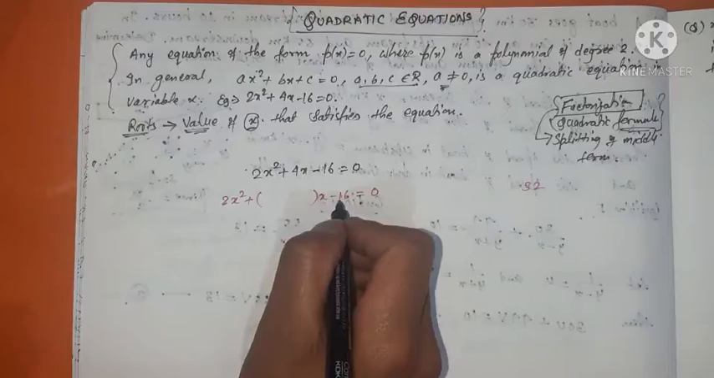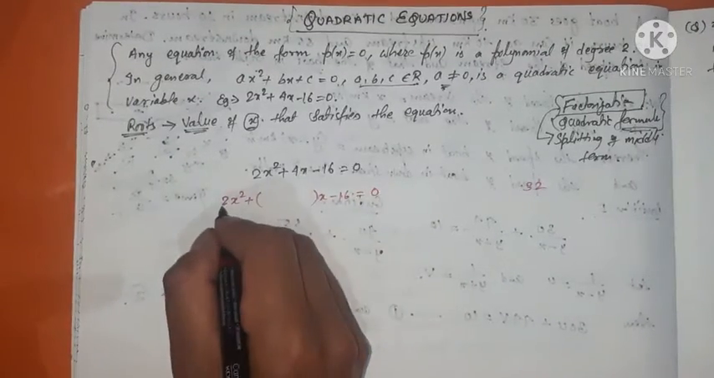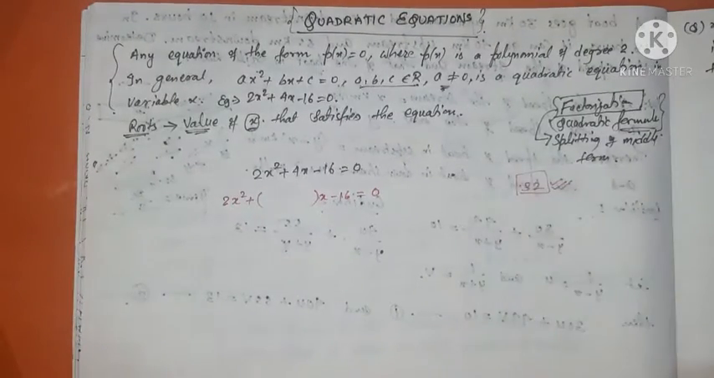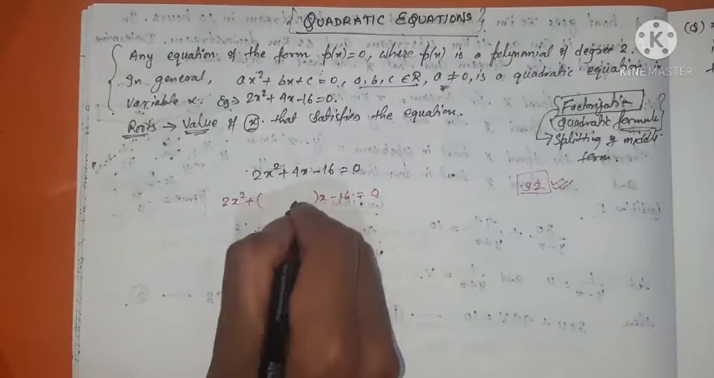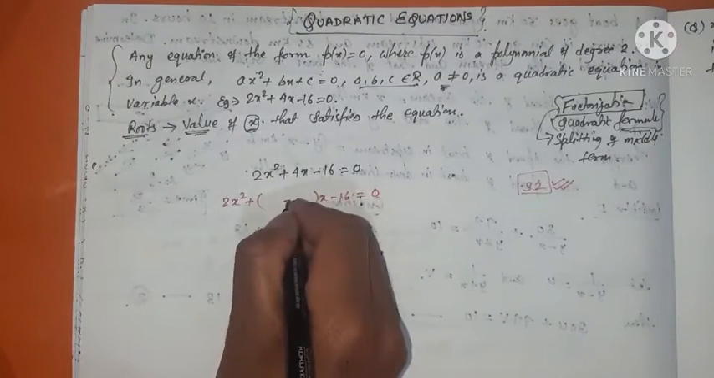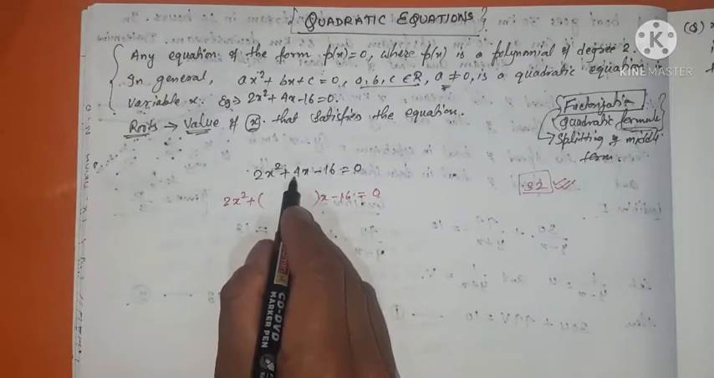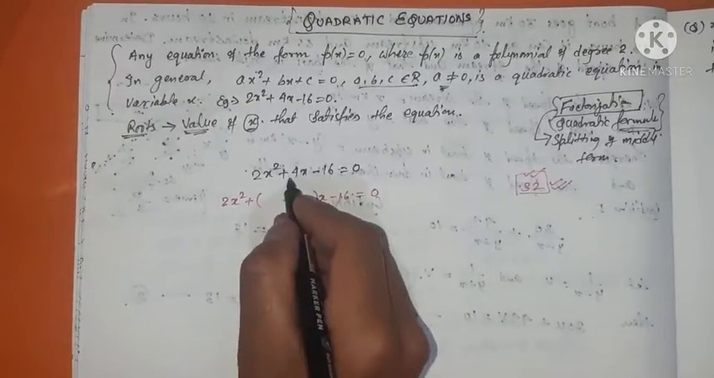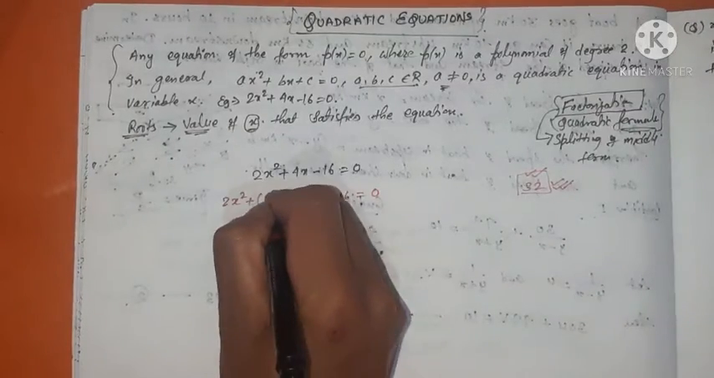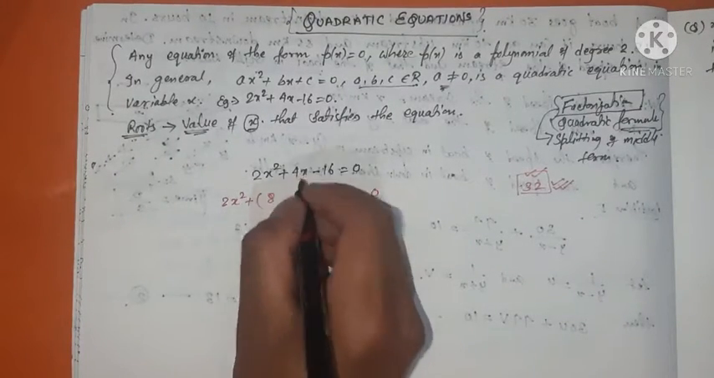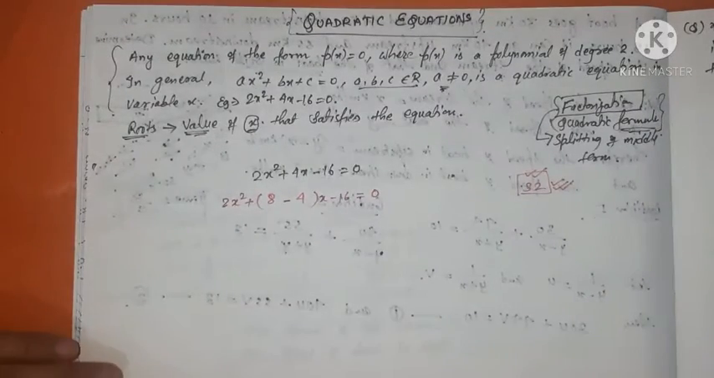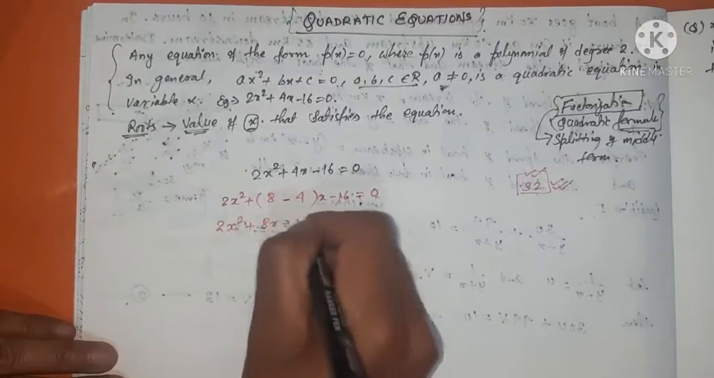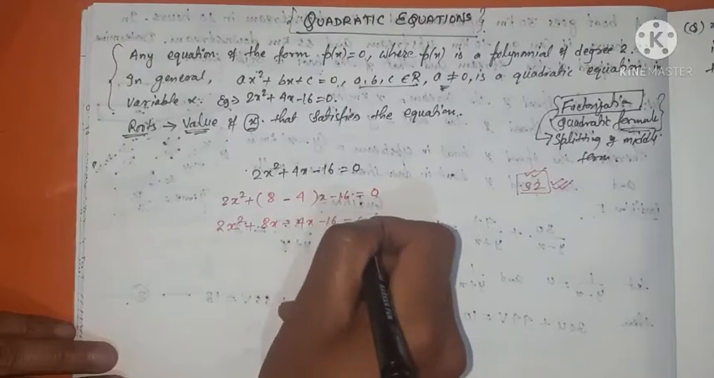Now you need a pair of numbers whose product is 32. If you multiply those two numbers, the product must be 32. And what is the sign here? Whatever sign is here, that comes here, and the difference must be 4. That means you need a pair of numbers whose product is 32 and whose difference is 4. What could be the numbers? Say 8, 4. 8 minus 4 is 4 and 8 into 4 is 32. It is very simple, right? So now 2x square plus 8x minus 4x minus 16 equals 0.